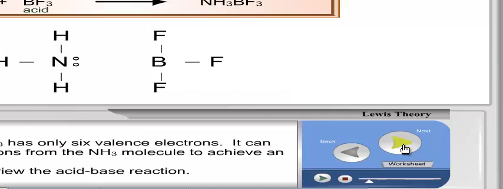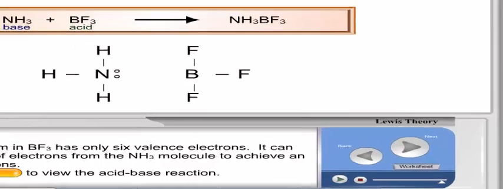Answer: the boron atom in BF3 has only 6 valence electrons. It can accept a pair of electrons from the NH3 molecule to achieve an octet of electrons. Click the Start button to view the acid-base reaction.